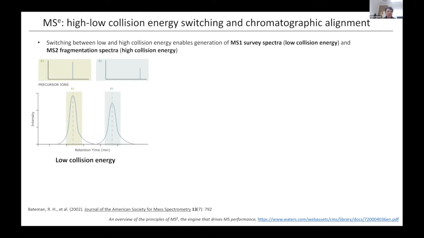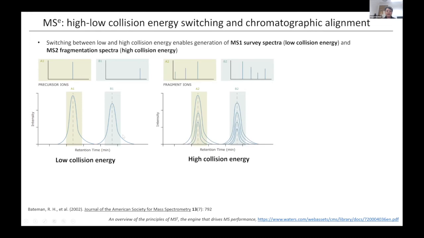So this is shown here as an example where at the low collision energy state for these two molecules A1 and B1, we get one mass peak each that would be at a different intensity level and a different mass. And in this example, they also occur at a different retention time in the chromatogram. And then when we're in the high collision energy setting, what we generate is MS2 data. And if only A1 is eluting off the column, we will obtain a fragmentation spectrum of A1. And if only molecule B2 is coming off the column, we only generate a fragmentation spectrum of B2.